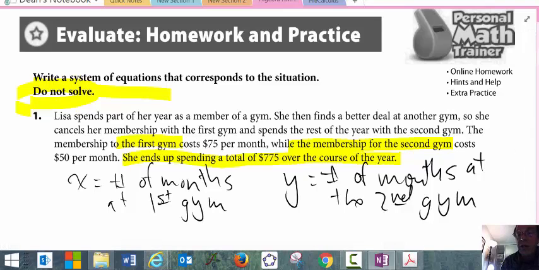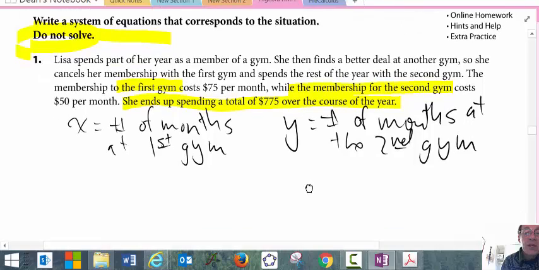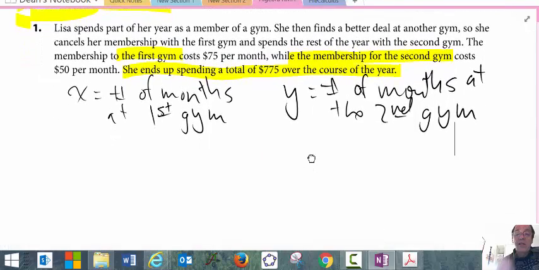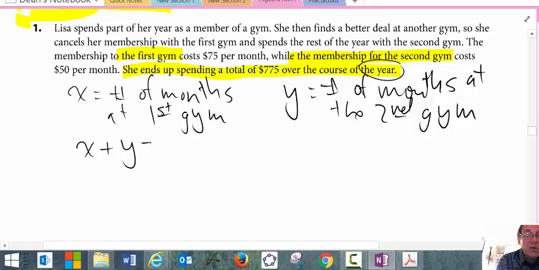Now we've got to have a count and a value. So the count in this case is the number of months, and I think it says for a whole year. How many months are there in a year? Well, there's 12. So together it's going to be X plus Y is equal to 12. Now that's the simple one. It's actually really simple. The second one is the question of how much it costs or how much its value is.